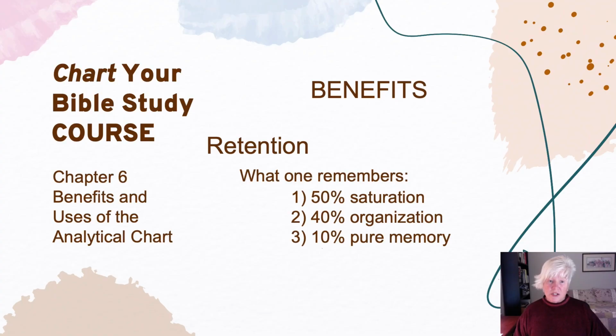Next was retention, what one remembers. If it's true that what we remember is made up of approximately 50% saturation, 40% organization, and 10% pure memory, then we should use those methods of study that encourage organization of facts and utilize helps for saturation. And the chart method that you've just learned has both of those advantages, organization and saturation.